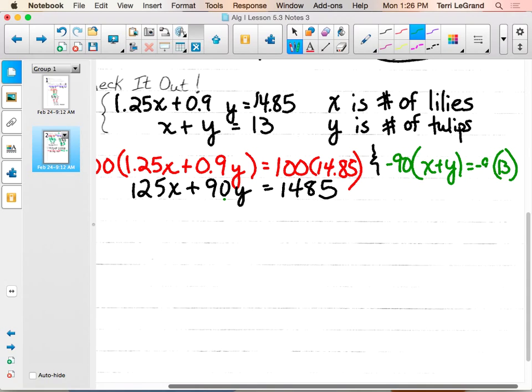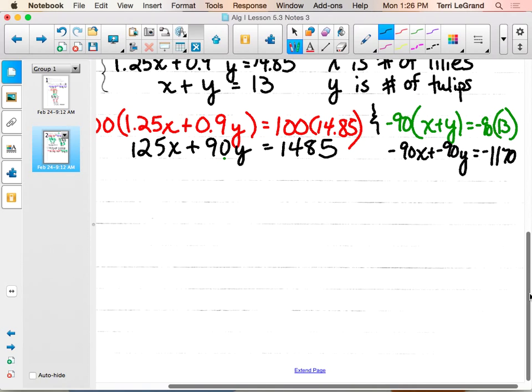So let's take both sides of this one times negative 90, and we're going to have negative 90x plus negative 90y, and now we have to take negative 90 times 13. It's going to be a negative, I know that much. Negative times a positive. $1,170 is what it should be. Okay. Now we have our two equations renamed.